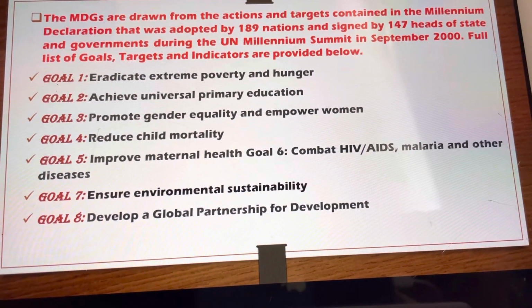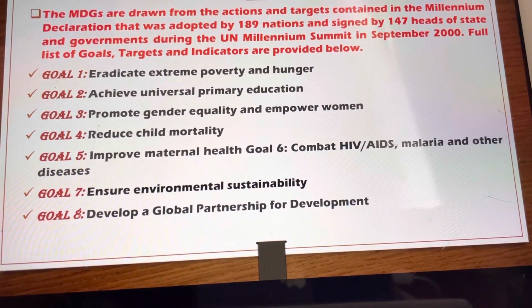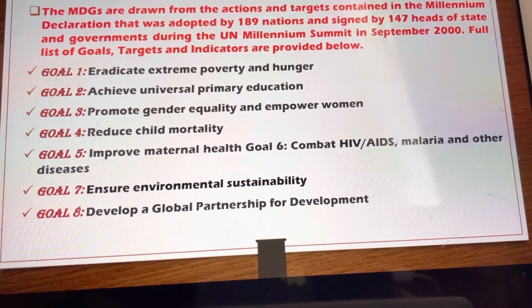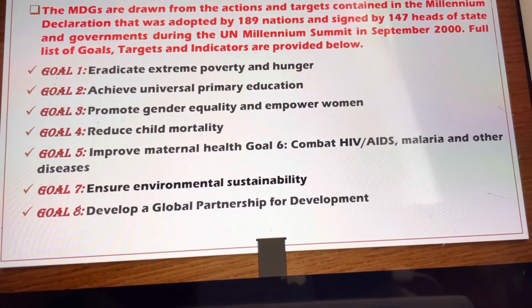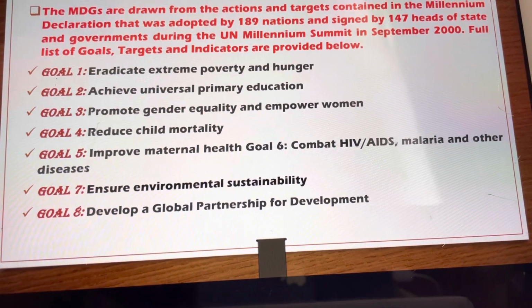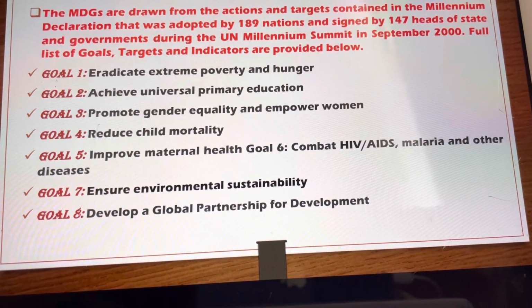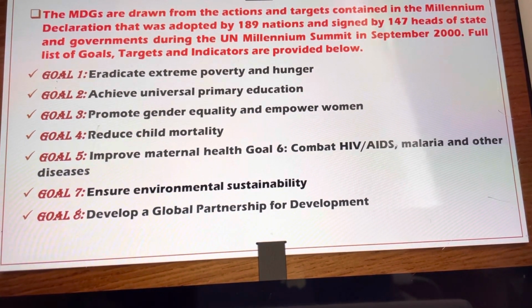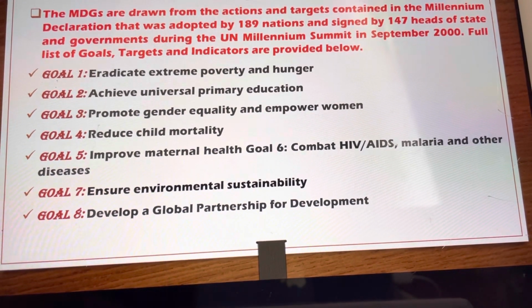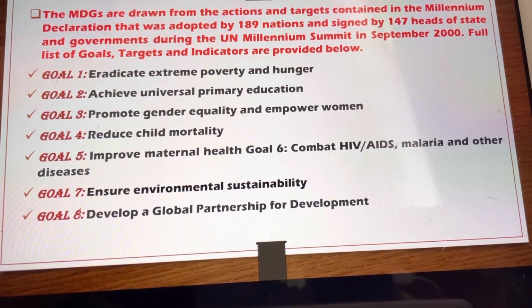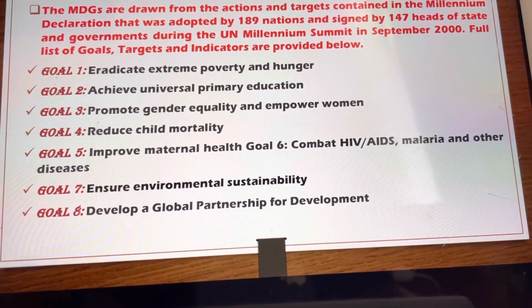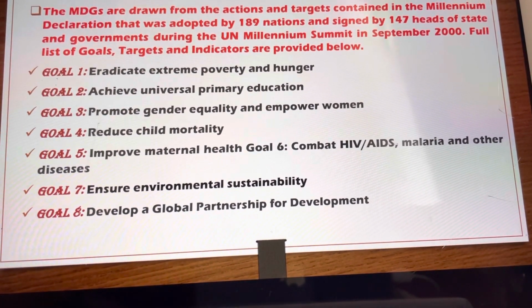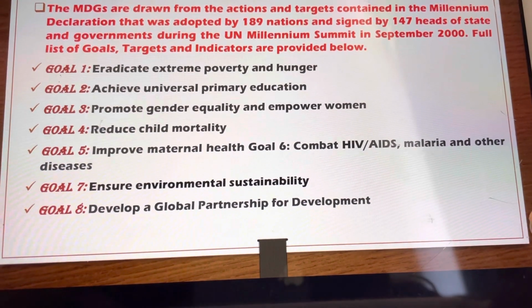You can see Goal 1, eradicate extreme poverty and hunger. Goal 2, achieve universal primary education. Goal 3, promote gender equality and empowerment of women. Goal 4, reduce child mortality. Goal 5, improve maternal health. Goal 6, combat HIV, AIDS, malaria and other diseases. Goal 7, ensure environmental sustainability. Goal 8, develop a global partnership for development.